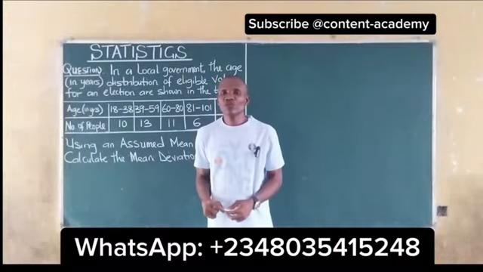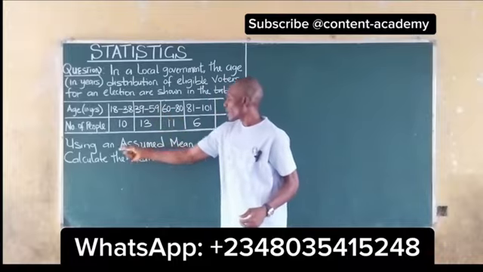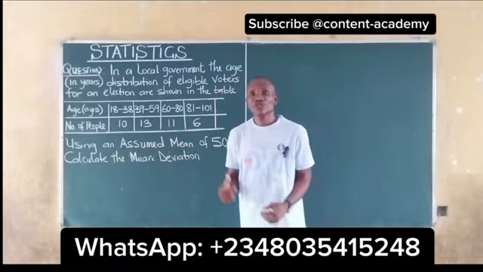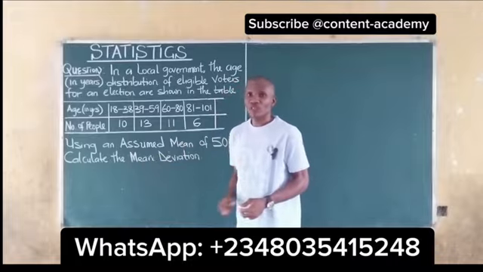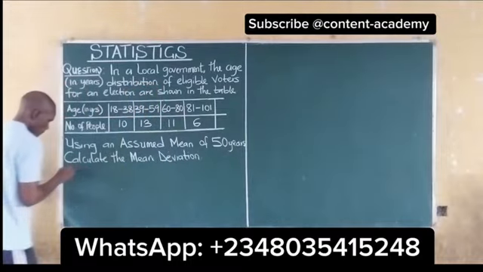In this video, we'll be solving a question on statistics. In this case, we are given a question and we are also given an assumed mean of 50. We have to use it to calculate for the mean deviation. How do we go about this? Solution.